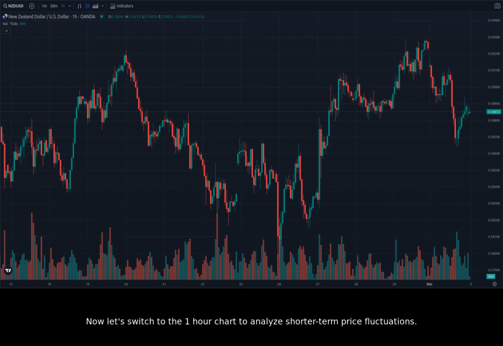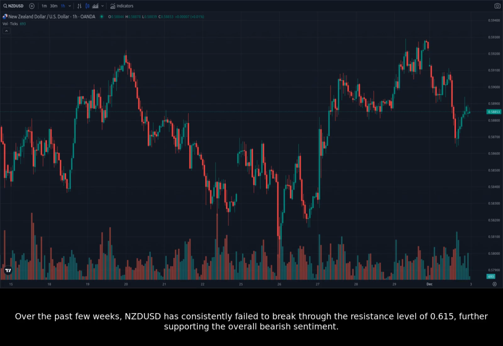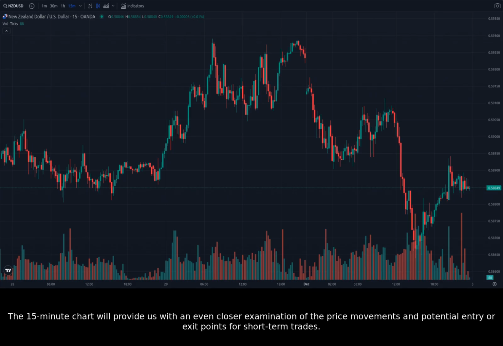Now let's switch to the 1-hour chart to analyze shorter-term price fluctuations. Here, we can identify more immediate support and resistance levels. Over the past few weeks, NZDUSD has consistently failed to break through the resistance level of 0.615, further supporting the overall bearish sentiment. The 15-minute chart will provide us with an even closer examination of the price movements and potential entry or exit points for short-term trades.